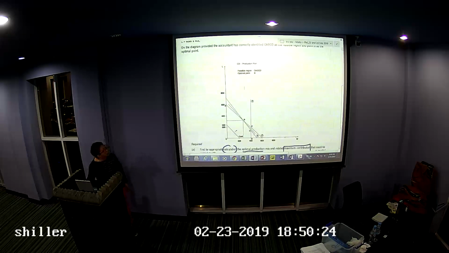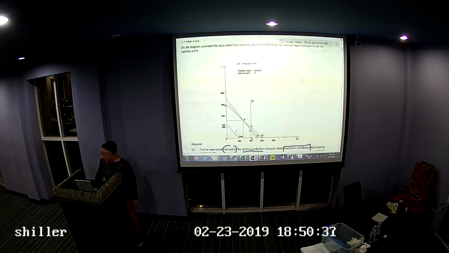It says, on the diagram provided by the accountant, the accountant says OABCD is the feasible region. Can you identify? O, which is this, yes, understood? A, which is this, correct? Where's B? C, yes? D is the feasible region. Yes, agree? Now, what are the lines?